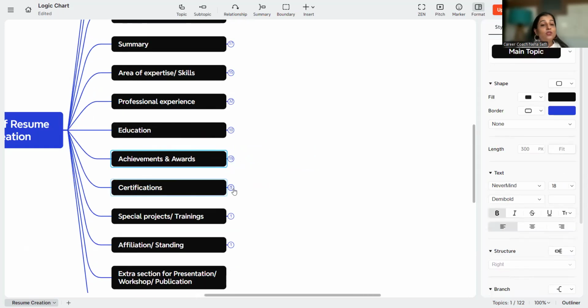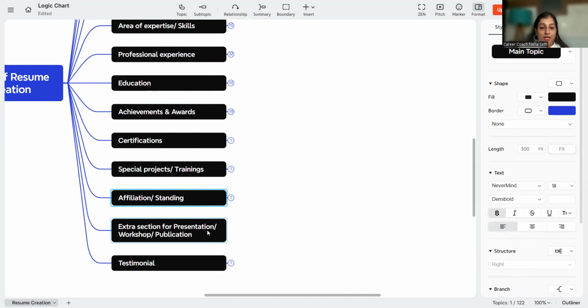Okay. Now, coming to the certifications. Certifications only mention if that is relevant for the job. Special projects and trainings, whether you have conducted or you have attended, you need to mention here. And affiliation and standing, if you hold certain position in your college or any community, then you need to mention this in your affiliation and standing. And there is an extra section for presentation, workshop, and publications. Sometimes people who have done PhD and done certain research and they have published that research paper somewhere on the web, so you can mention that along with the hyperlink here in this section.